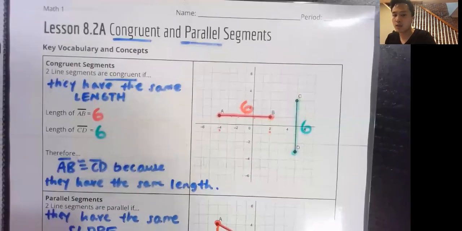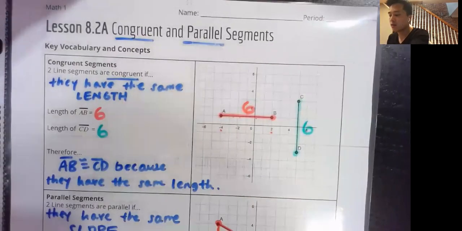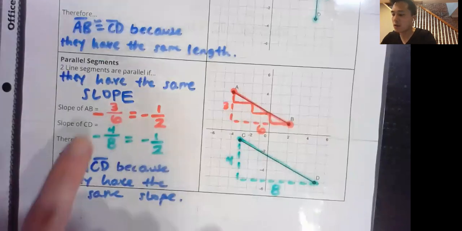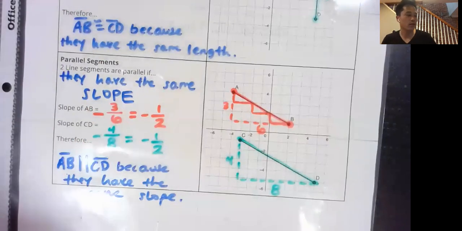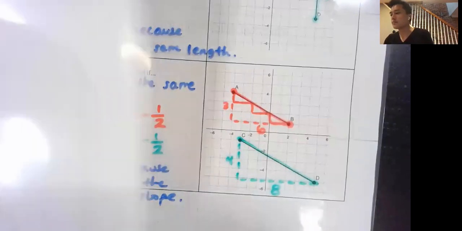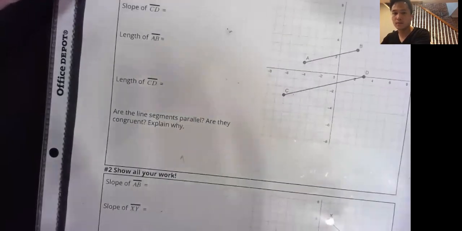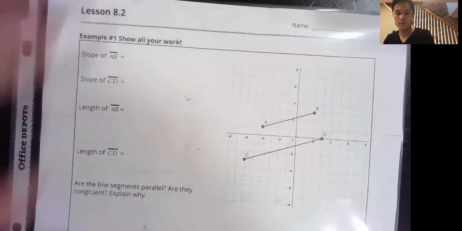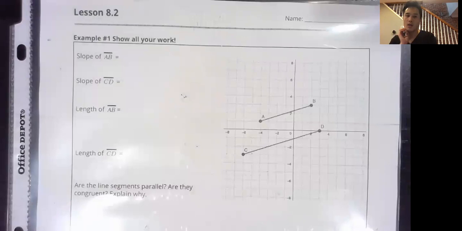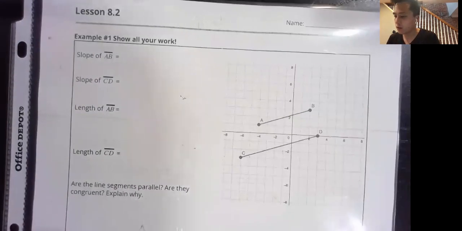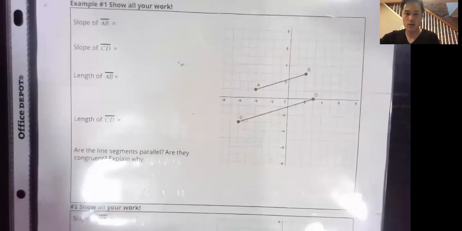Okay, so to recap, congruent, same length. Parallel, same slope. Let's look at one example together. Here's example number 1. This is page 2 of the worksheet.